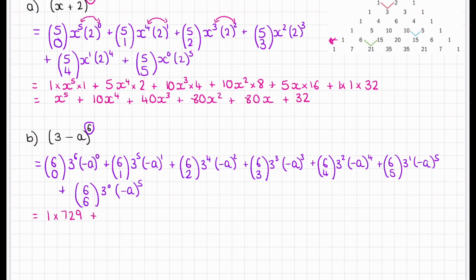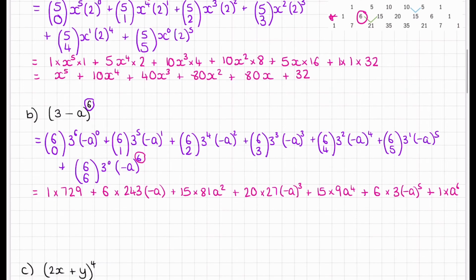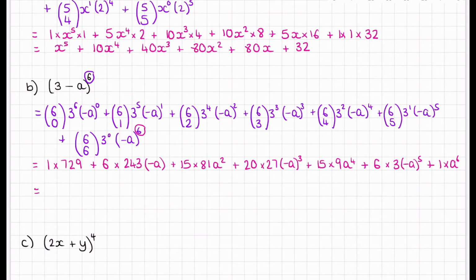And then 6, 1, next number along is 6 in our triangle. 6 times 3 to the power of 5, which is 243, times negative a to the power of 1, which is negative a. And once again, just continue with the process to work it out. So in that step before, I had just made an error. This last term here should be a 6 power. I had written a 5, so I've just changed it now. And then we can just simplify each one separately for our final answer.